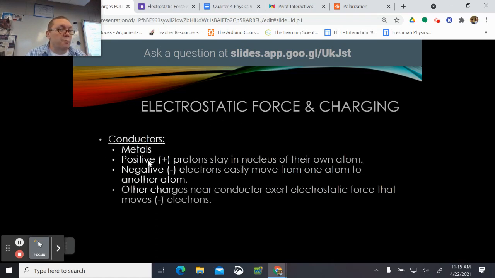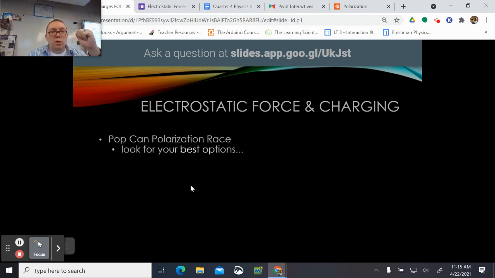Conductors, metals: positives still stay where they are. The negatives can move around. And that's when we get to polarization. Let's see. So we have two things that I would like to be able to do. Well, I guess a few things.